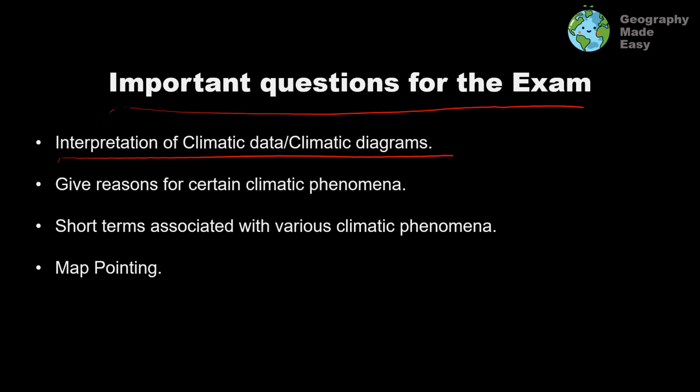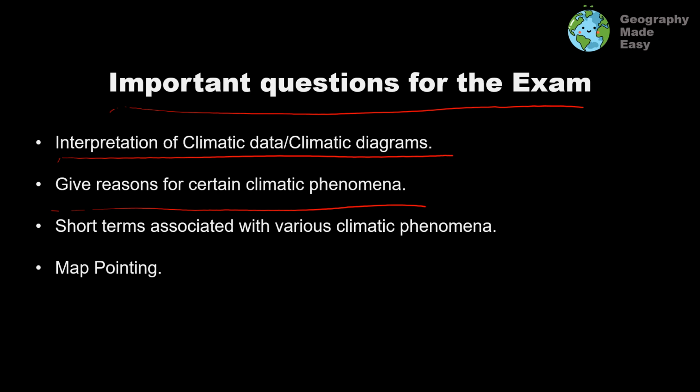examination. So giving reasons for climatic phenomena, like why are mango showers called mango showers, why does Mangalore receive less rainfall than Mumbai, why is Delhi colder than Chennai. These kinds of questions can be asked, so you have to know the give reasons. Short terms associated with various climatic phenomena, especially the monsoons, like break in the monsoon, dry spell, wet spell. These types of short terminologies can be asked from this chapter.